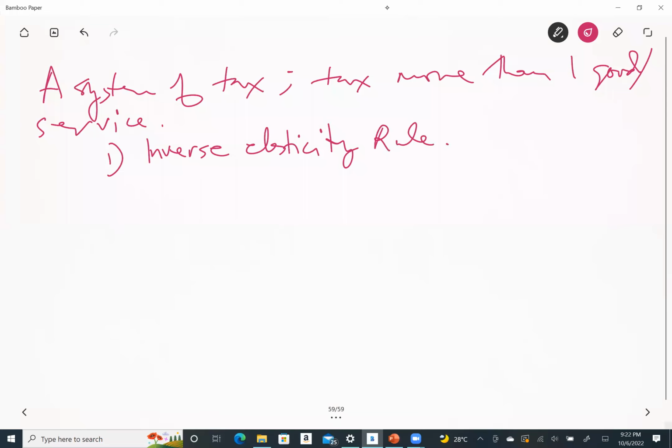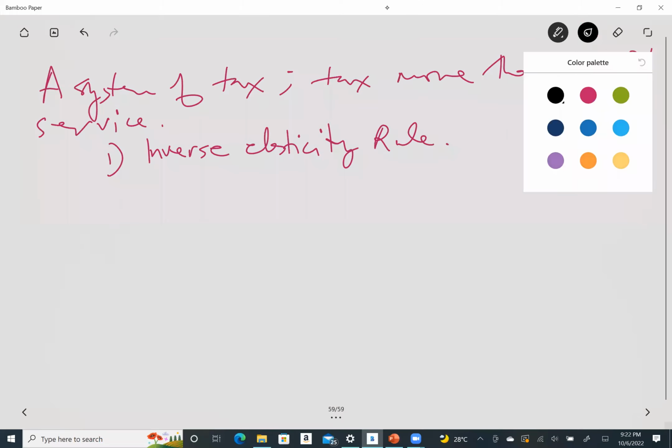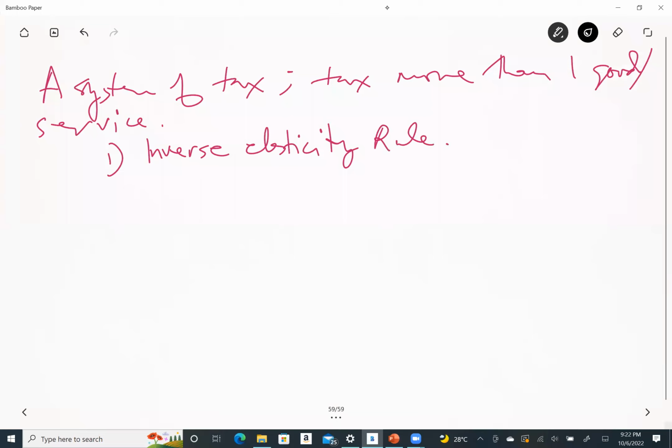Okay. Now, what is the inverse elasticity rule? That's rule number one. Number two, you broaden the base, broadening the tax base.